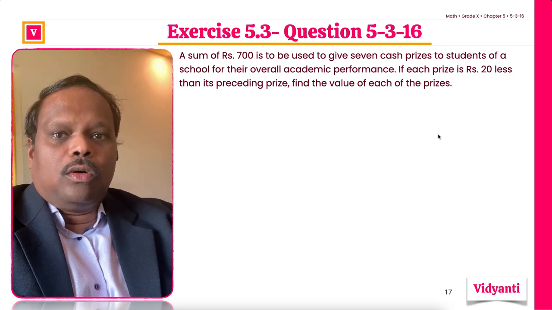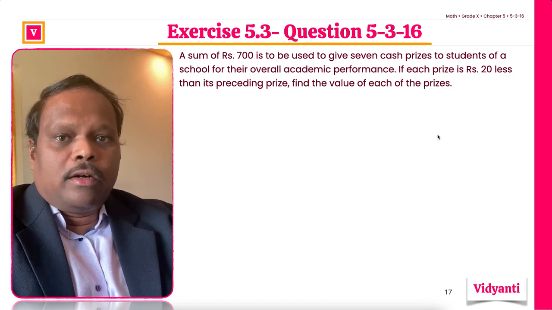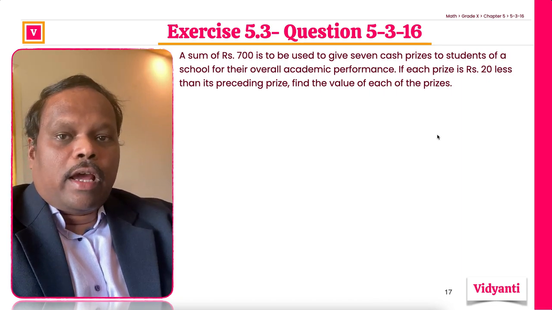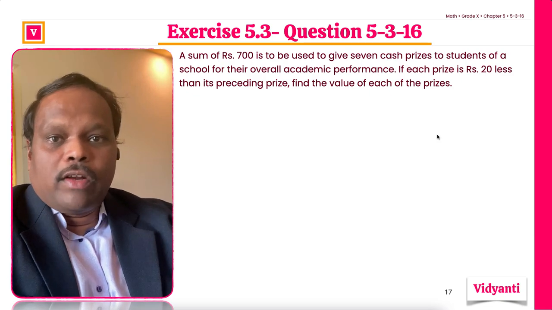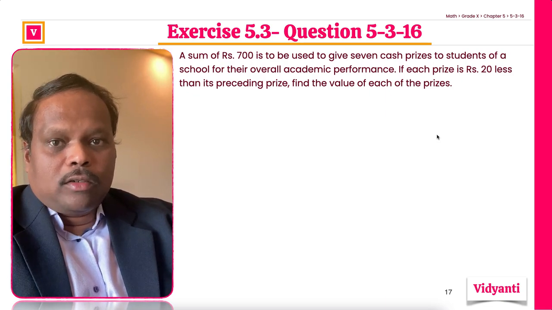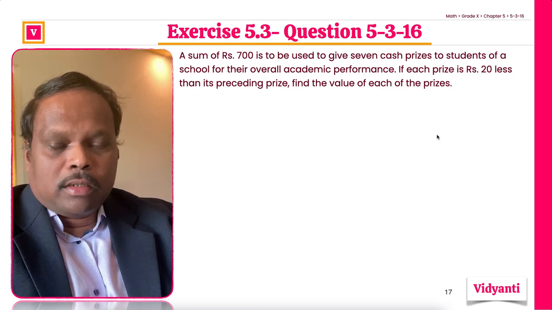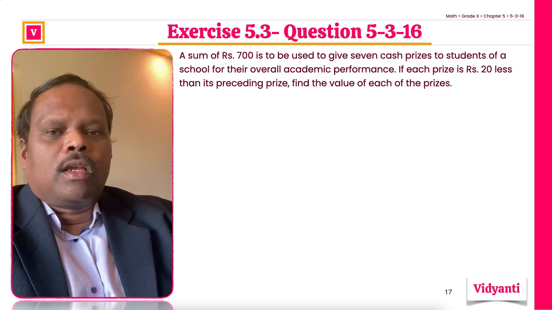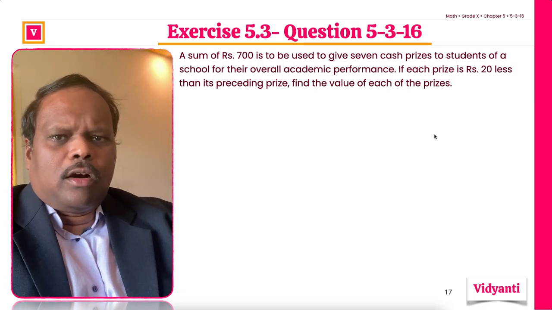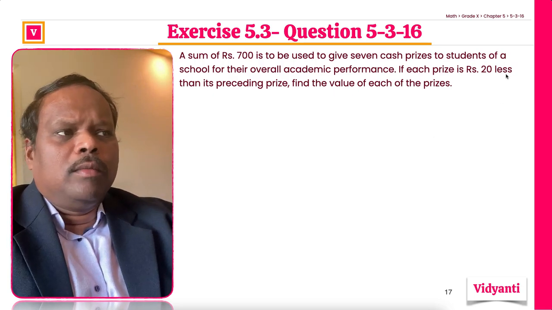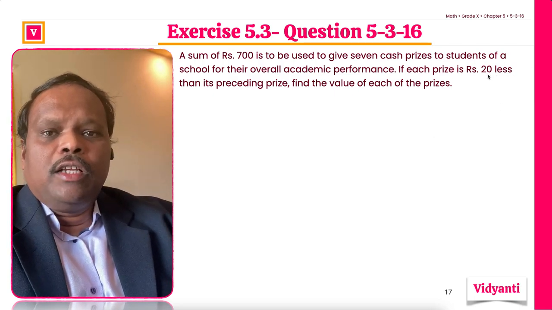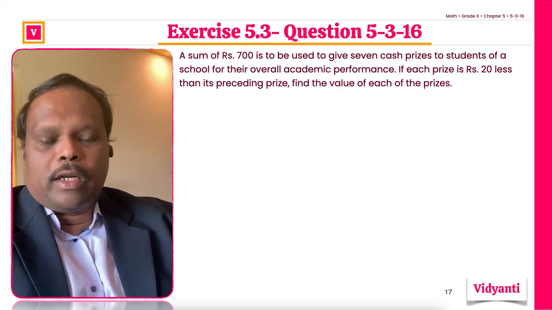The school overall has 700 rupees as their budget for the prize distribution, in which they have to include 7 prizes. The first prize obviously is going to be the strongest with the highest value, and the subsequent prizes will be of lesser value. And the scheme is like this: each subsequent prize is 20 rupees less than the previous prize.